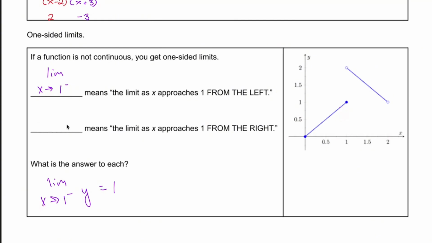So you guys are smart. If I were to write out the limit as x approaches 1 with a positive sign on the top right, that means I'm approaching it from the right. So I go to the right of that 1 and go towards it from the right. I go towards 1, and that seems to line up with 2. So the limit as x approaches 1 from the right of y is going to be 2.